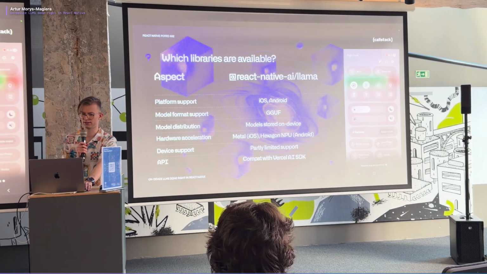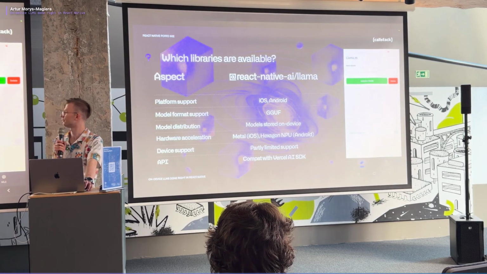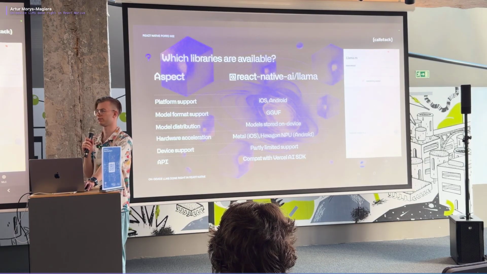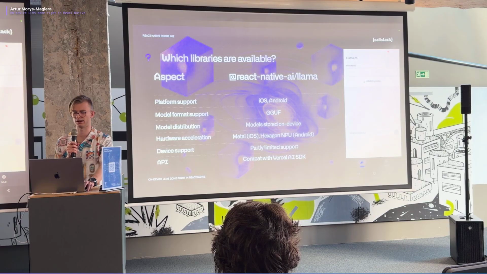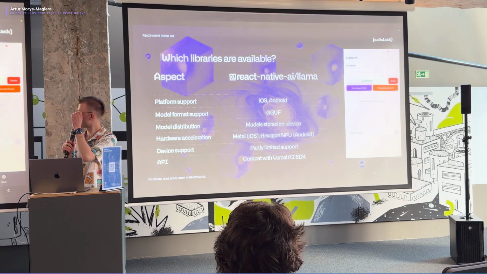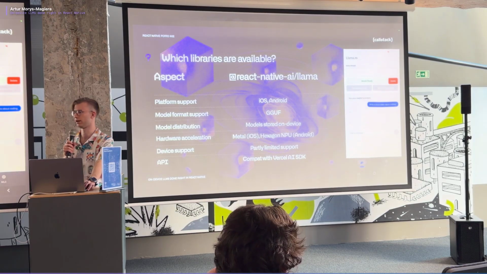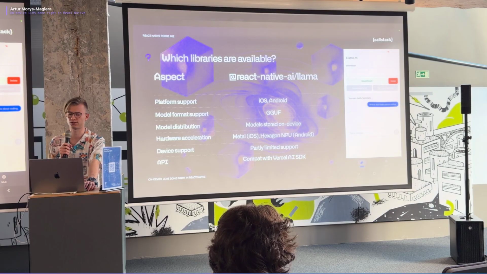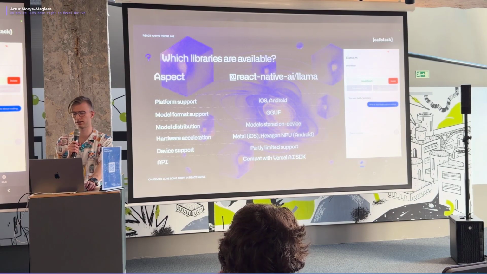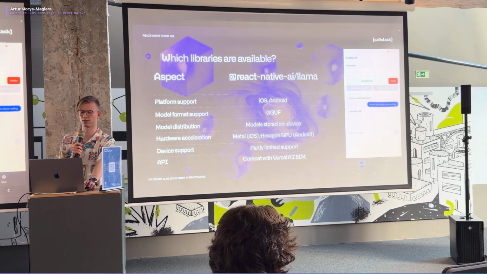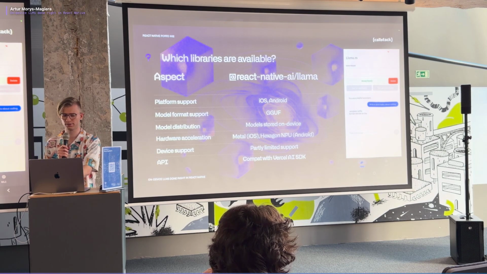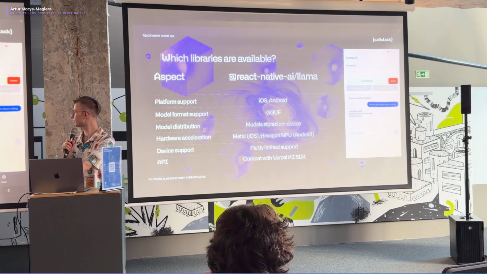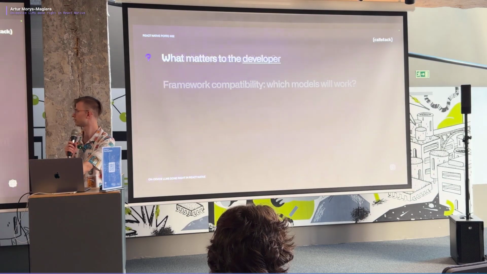Another package we have, and actually the last one here, is React Native AI/Llama. So this is a wrapper around Llama RN, which is a wrapper around Llama CPP. It's very similar in the sense of formats to executors here in terms of support. Hardware acceleration happens through Metal on iOS and Hexagon NPU on Android. So this is also a partial device support. And yeah, it's also a good choice.